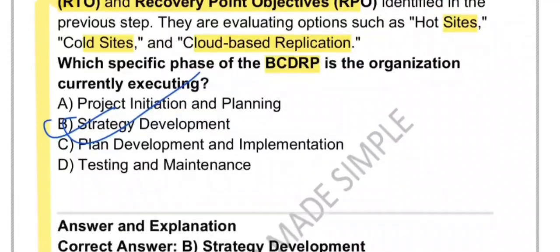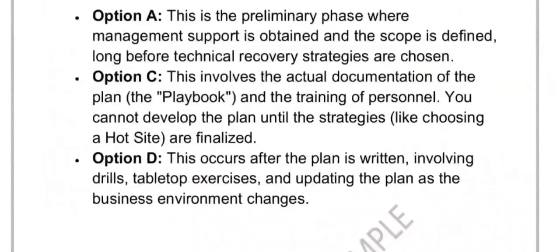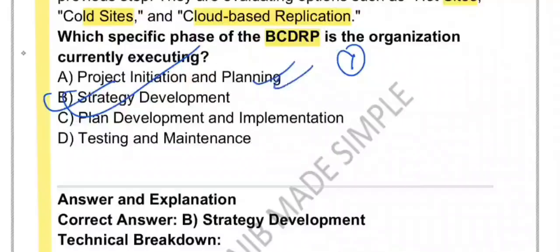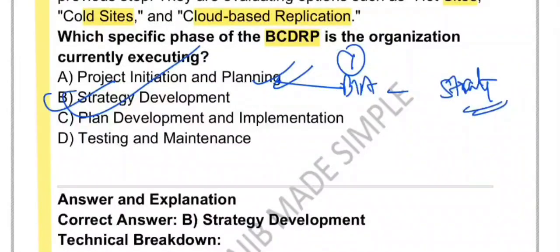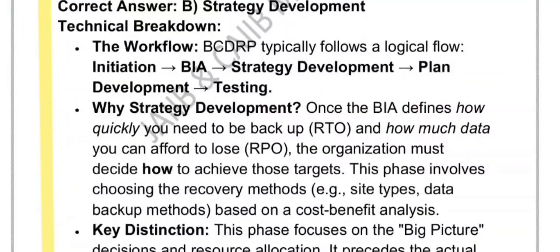If you look at the other steps involved in BCDRP, I've listed them here. First, you initiate the project: project initiation and planning. Then we do the business impact analysis. After that, we do the strategy development, and this is what is happening in this question. Then we do plan development and implementation, and testing and maintenance, which is the fifth step. Initiation is first, BIA is second, strategy development is third, plan development is fourth. So you should know the steps involved in the BCDRP: initiation, BIA, strategy development, plan development, and testing. These are the 5 steps involved.